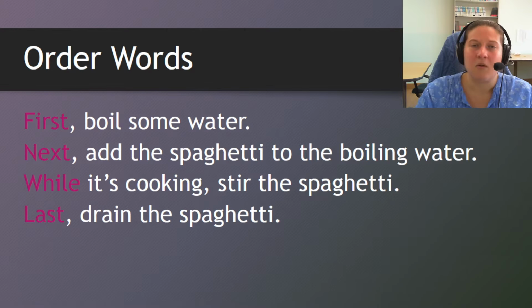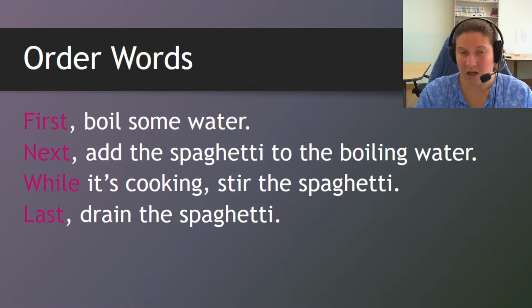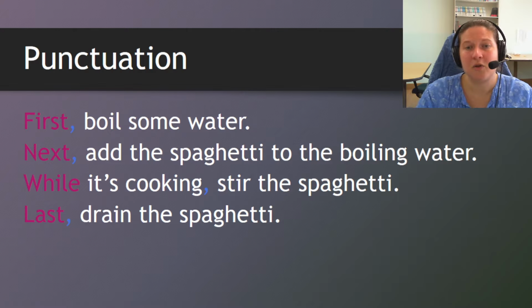Again, the order words are really the same. First, next, while, last. And the punctuation is also the same. We use commas to separate out the order words, or kind of the timing words, from the rest of the sentence.